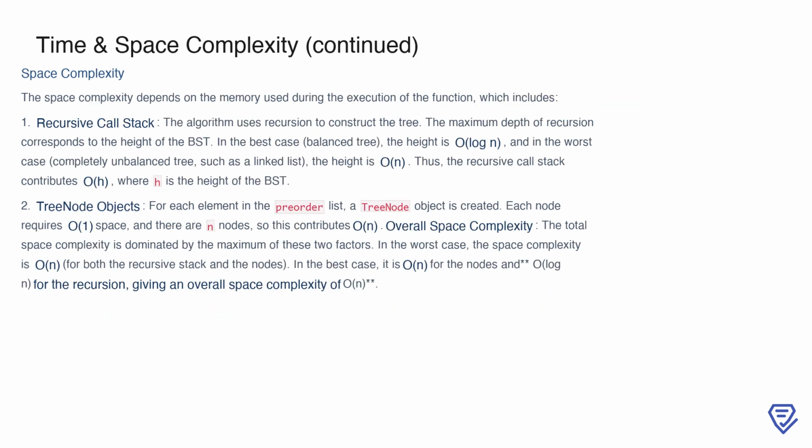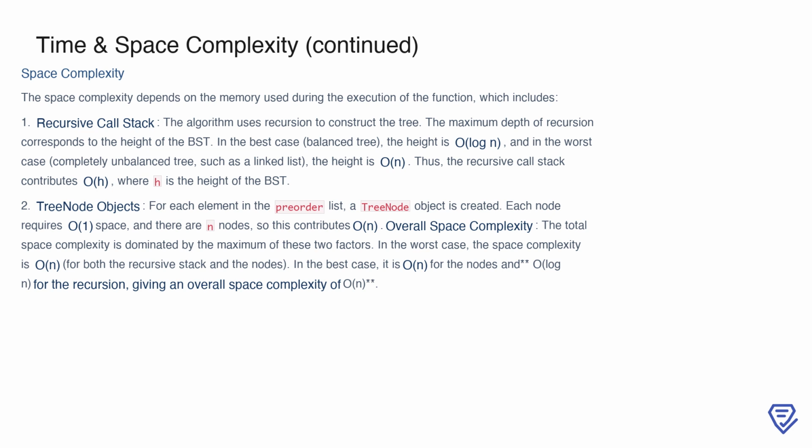Now, let's consider the space complexity. The primary memory usage comes from two sources, the recursive call stack and the tree node objects. First, the depth of recursion depends on the height of the BST. For a balanced tree, the height is O(log n), while for an unbalanced tree, it can reach O(n). This means the recursive call stack contributes O(h), where h is the height of the tree.